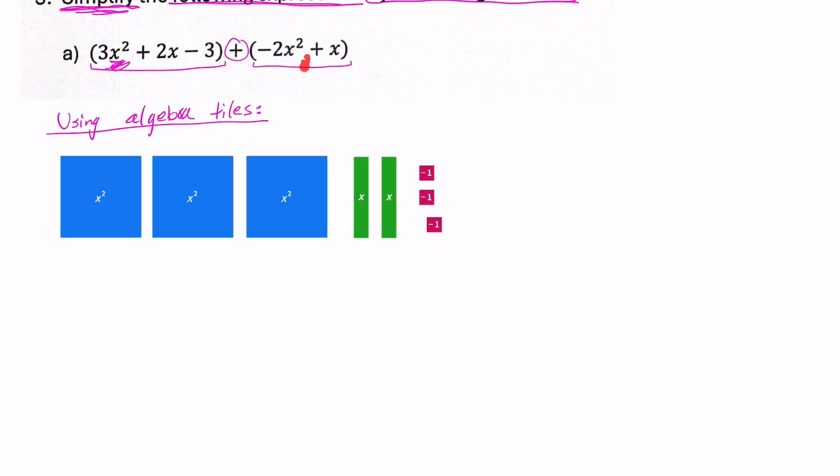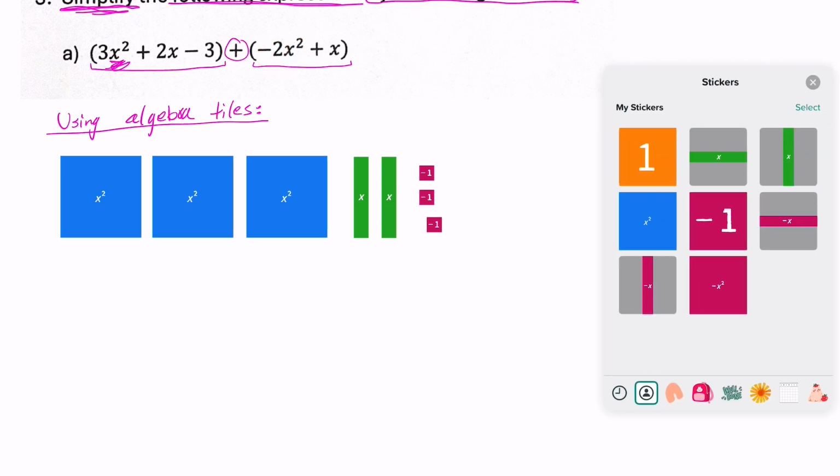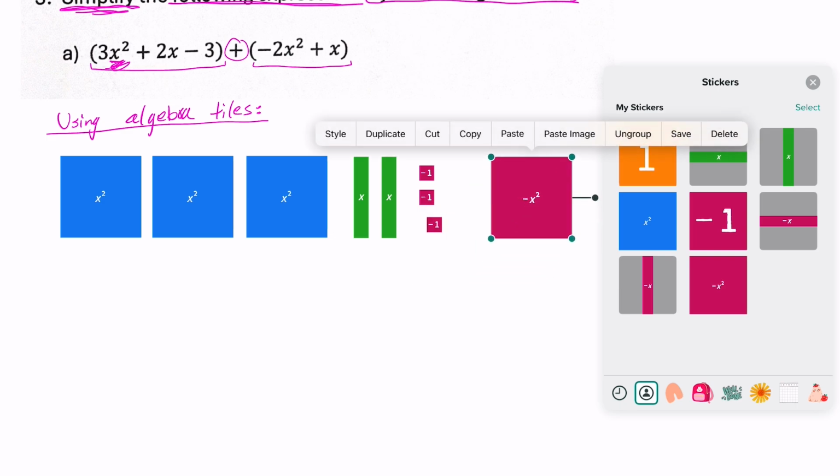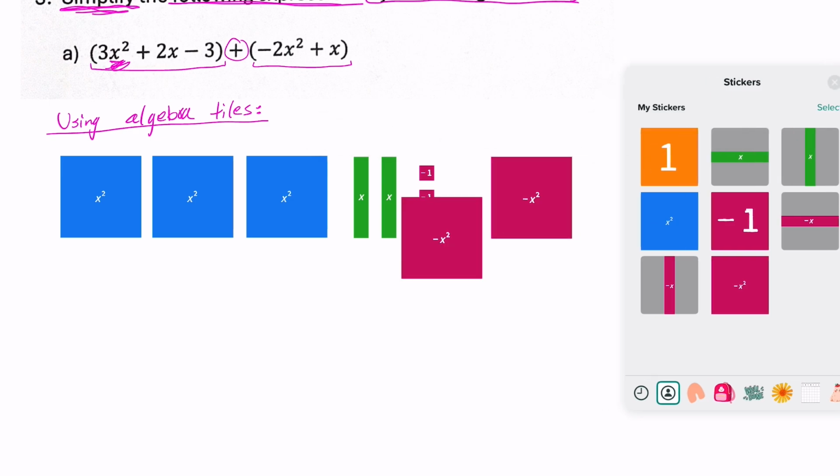And the plus means I'm adding more tiles. So I'm going to introduce 2 negative x squared tiles. That's what that means. So let's go back here, and I'm going to introduce the negative x squared tile, which is the red colored big square. So same shape, but different color because it's negative. And I have 2 of these.